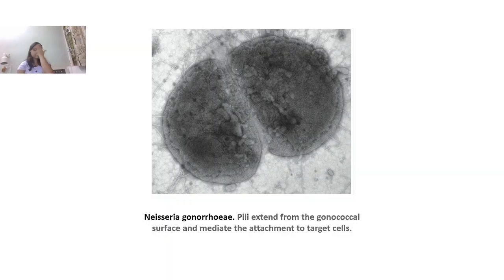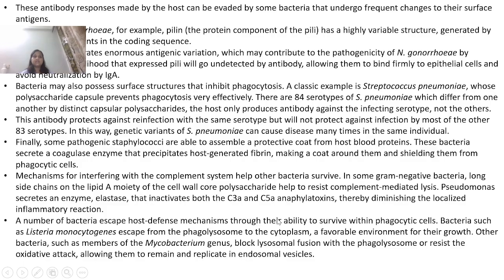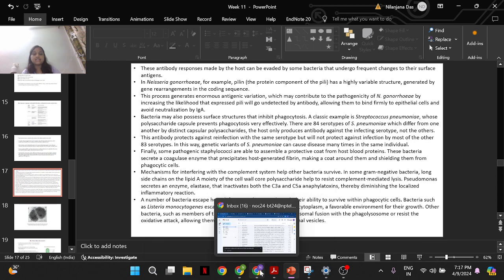Here you can see Neisseria gonorrhoeae. This is the bacteria, and here you can see the pili extending from the gonococcal surface, which help in attachment to the target cells. As I already told, Neisseria gonorrhoeae has a number of pili on its surface generated by gene rearrangement in the coding sequence. Thus, not every time will it be recognized by IgA. Only if there is a reinfection will it be recognized by the IgA.